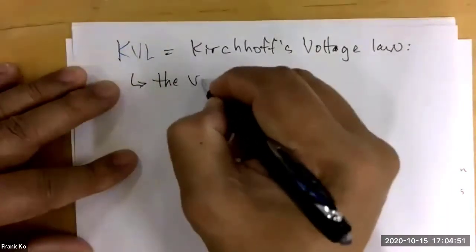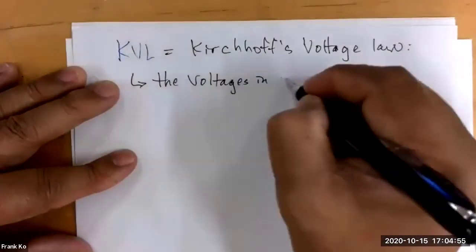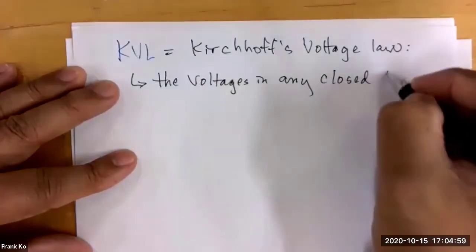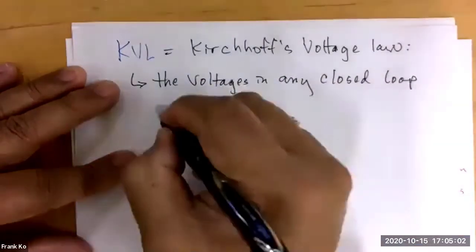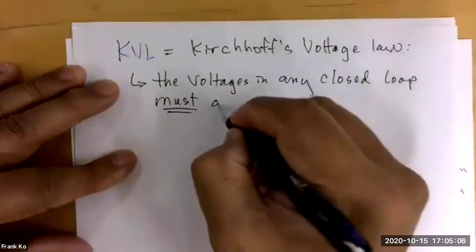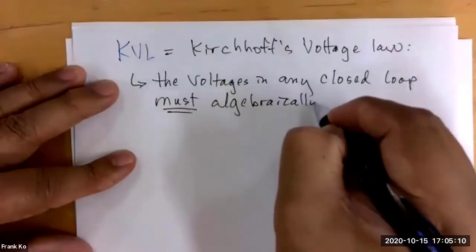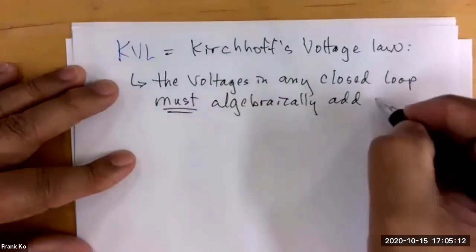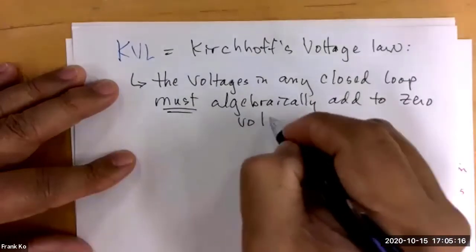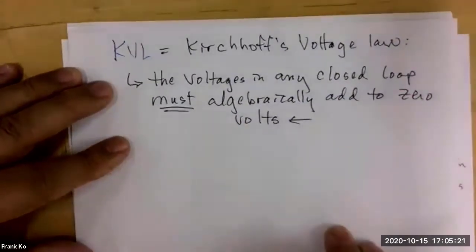The voltages in any closed loop must algebraically add to 0 volts. Must algebraically add to 0 volts.